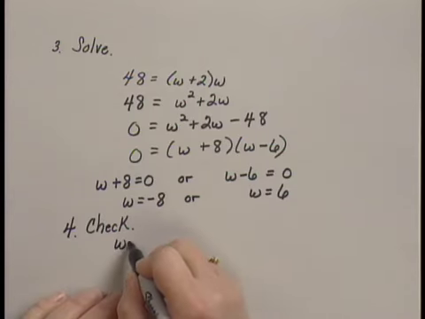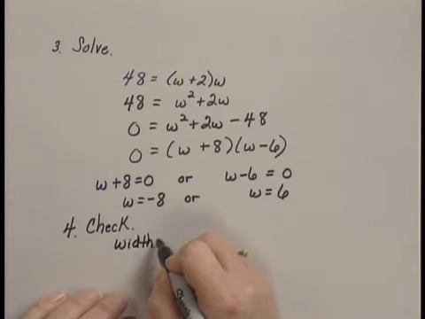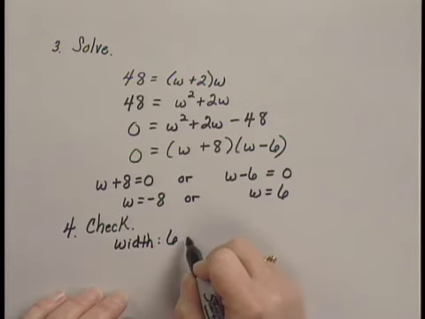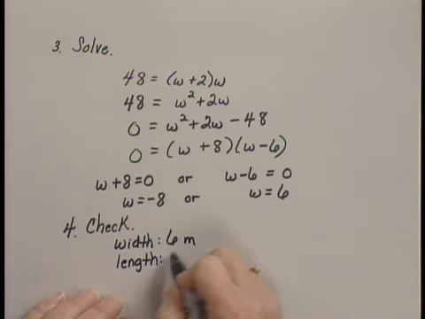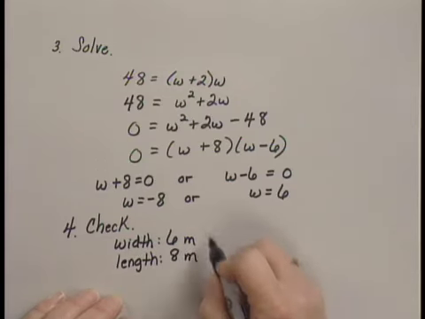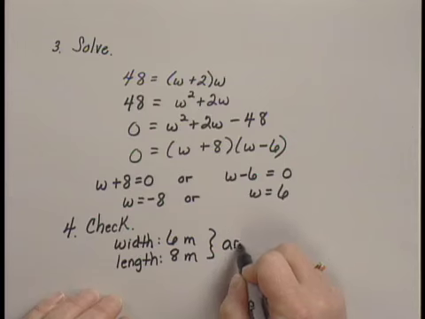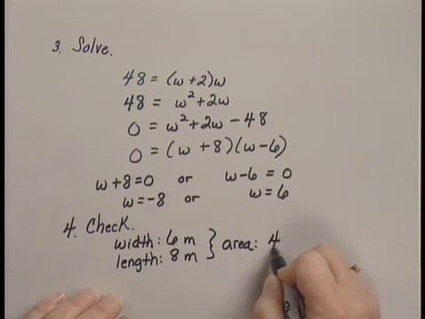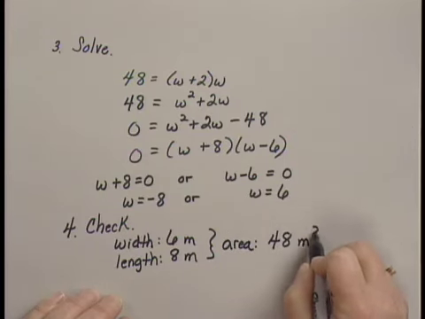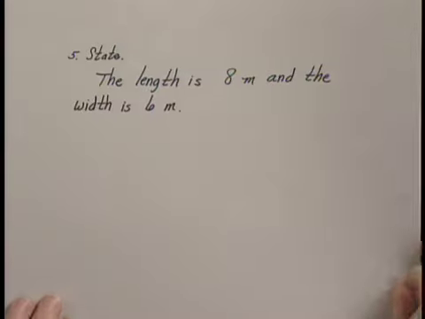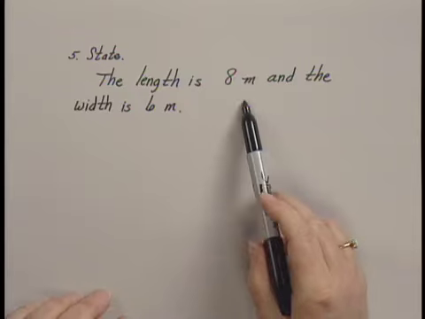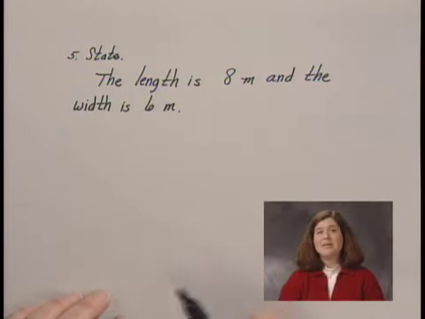If we have a width of 6 meters, the length was 2 meters more than that, we'd have a length of 8 meters, and that would give us an area of 48 square meters, which is what we were looking for. So we can state our answer then clearly in a complete sentence. The length is 8 meters and the width is 6 meters.